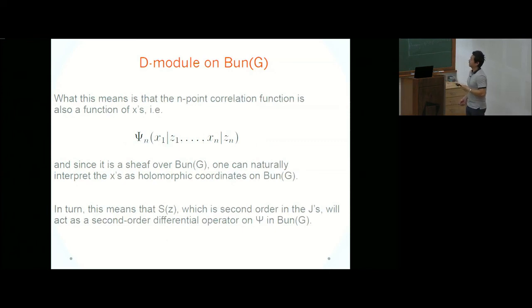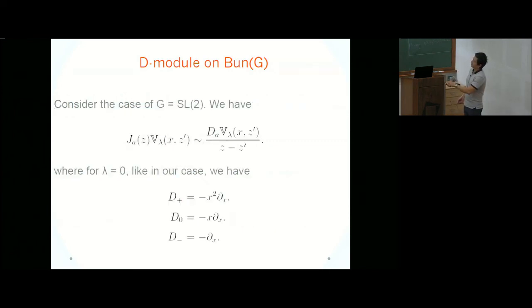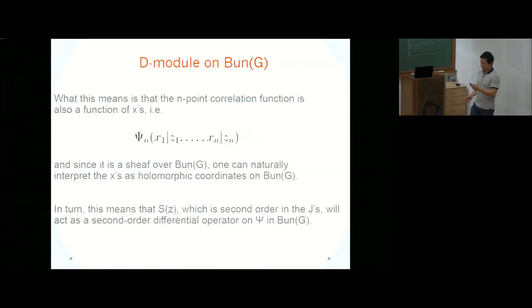Okay? And you can see that there are these parameters here, differential operators in X. This is not a coordinate on the Riemann surface, it's something else. It's a different parameter. And so we can rewrite the correlation functions as things which depend on the insertion points and these other parameters. Since we have a sheaf of correlation functions on Bun_G, we can take these parameters to parameterize the positions in Bun_G.